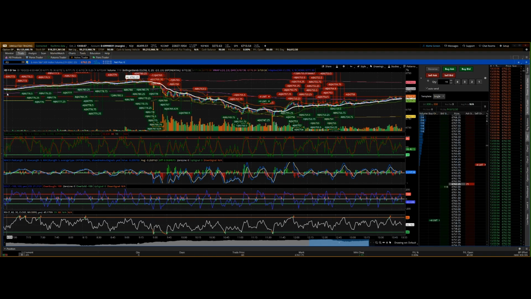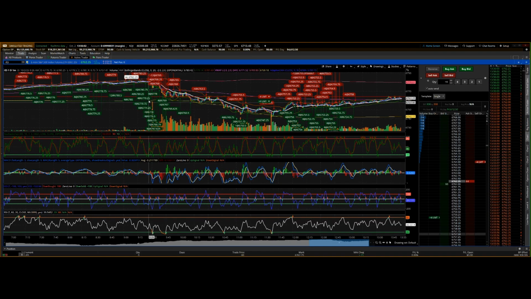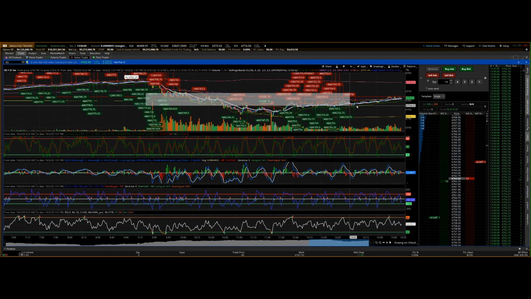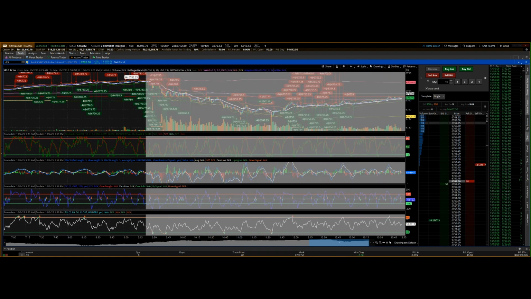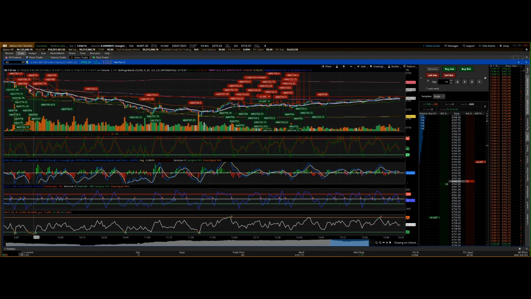Basically, from around 7 till about 9:30 before the opening bell, I was up about $2,000. Then at the opening bell, things kind of went sideways for me, and I lost the 2,000. I think I went down to negative $200 or $300. Just one bad trade after another bad trade after another.